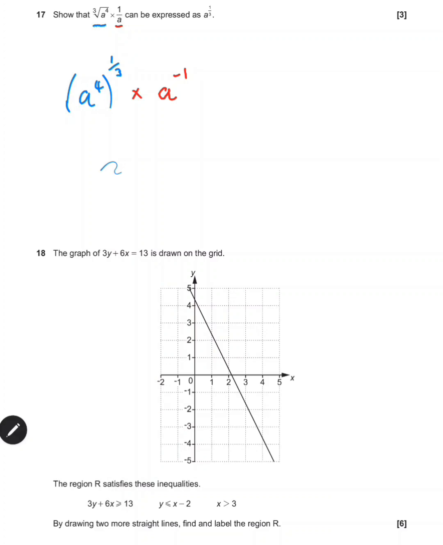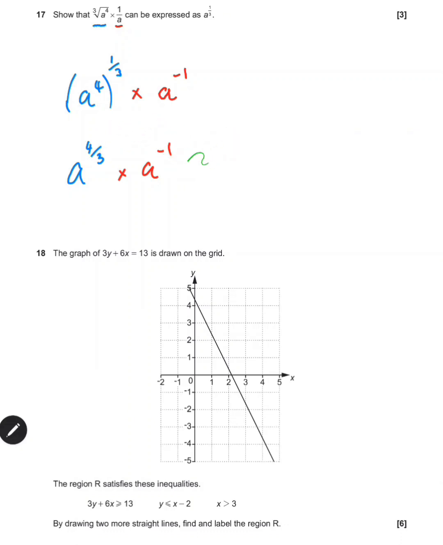A to the 4 raised to the power of a third. Multiply those together, you get a to the 4 thirds. We're going to still multiply that by a to the minus 1. And then again, this is your normal laws of indices. When you're multiplying indices together, we add these powers. So I'm going to do 4 thirds, take away 1.